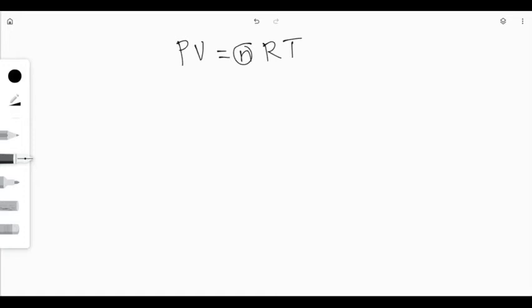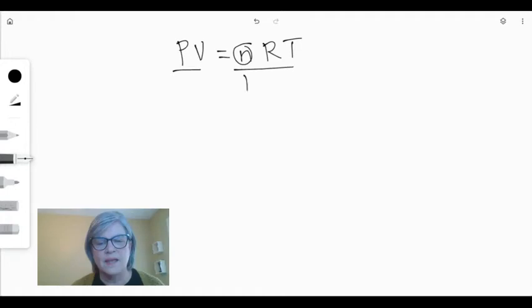To do that, we're going to divide both sides of the equation by the variables that are on the same side of the equation as the one we want to isolate or get by itself. So let's go ahead and divide first by R. And if we do it on the right side, we have to do it on the left side. We can see that R cancels.